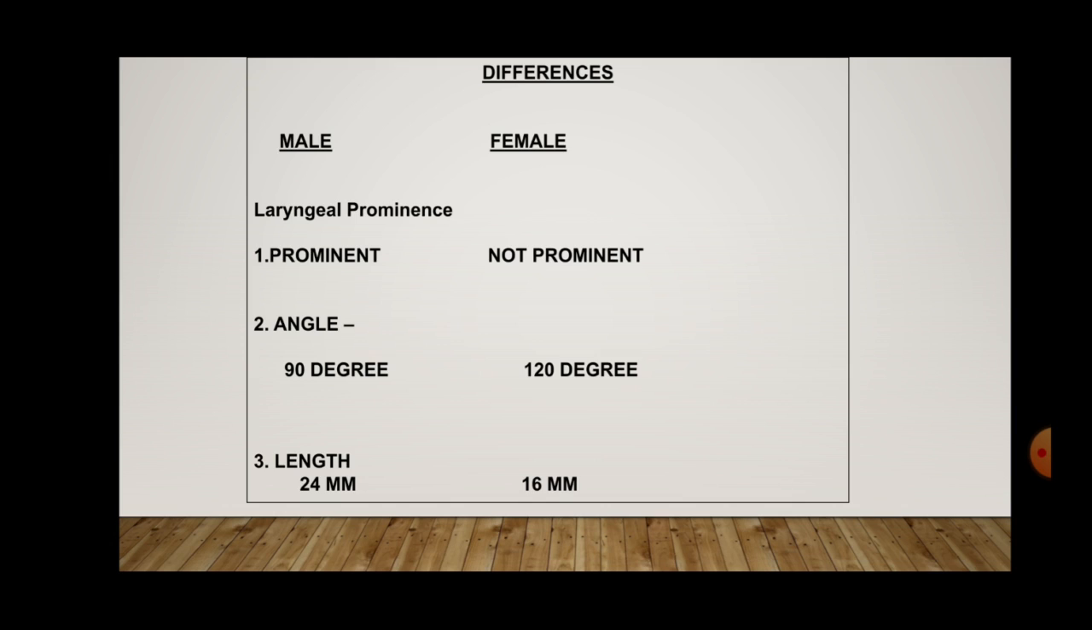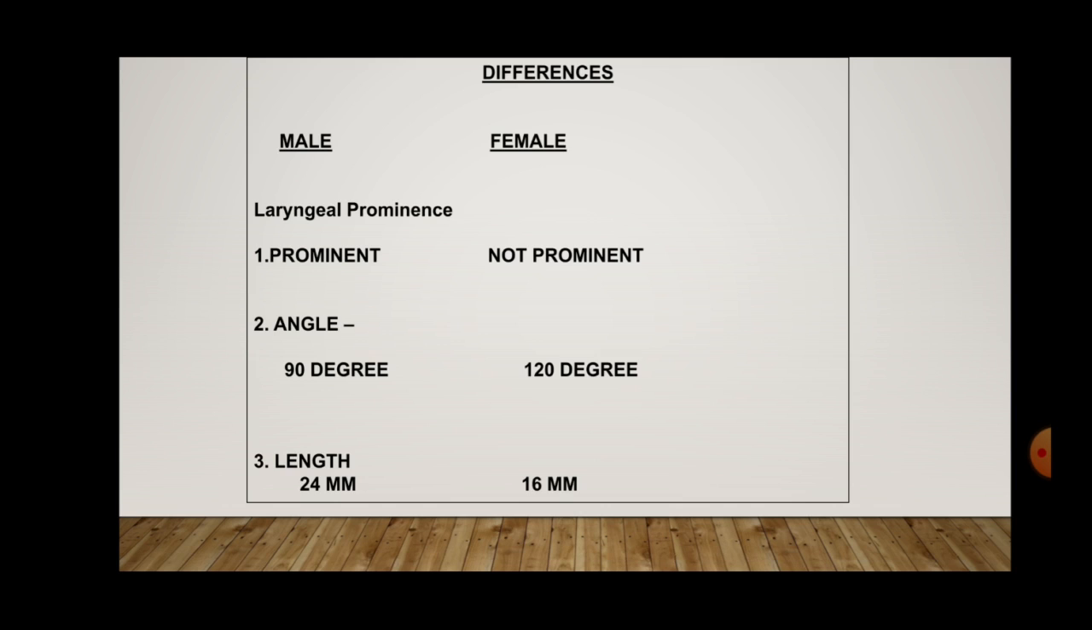This laryngeal prominence is produced due to the decrease in the thyroid angle. The thyroid cartilage is one of the unpaired cartilages of the larynx, we'll see later. These two thyroid laminae meet in the center anteriorly.